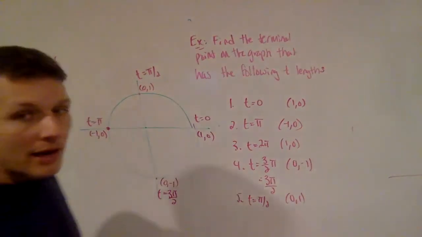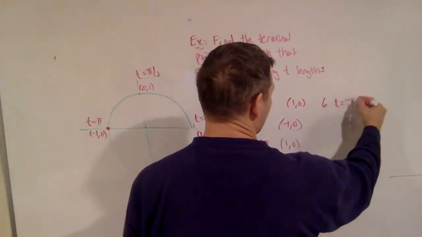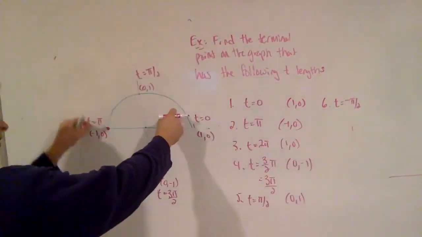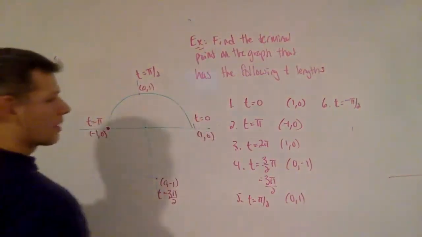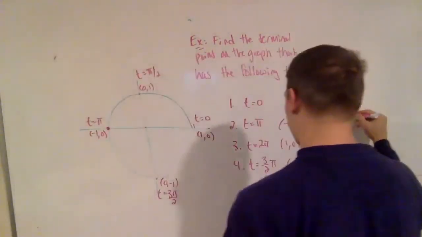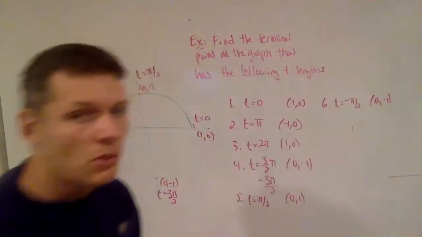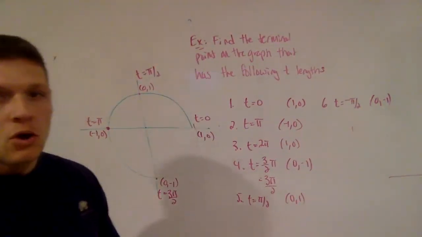Okay. Now, suppose I have this, number 6. T equals negative pi over 2. So instead of wrapping counterclockwise, I'm going to wrap clockwise, and I'm going to get here, I'm going to get 0, comma, negative 1 is my terminal point. That's where it ends. It terminates, right? Okay, good. So hopefully this makes sense.